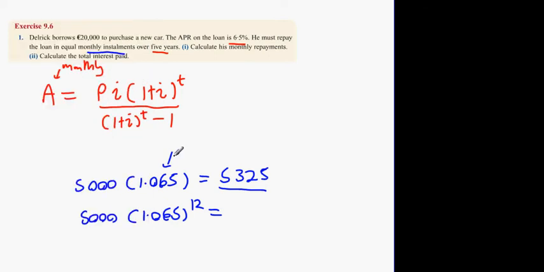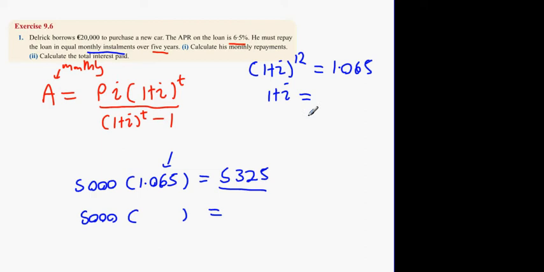So we've got to adjust the number we're using. We calculate how many intervals are in 1 year. If it's monthly, there are 12 intervals in 1 year. So our 1 plus I to the power of 12 is equal to 1.065, since 12 months equal 1 year. So 1 plus I is the 12th root of 1.065: what number multiplied by itself 12 times equals 1.065?